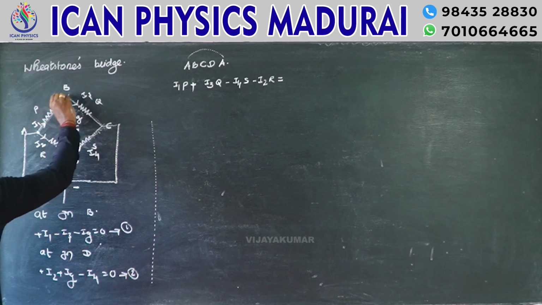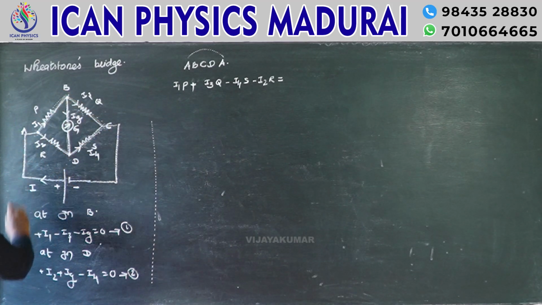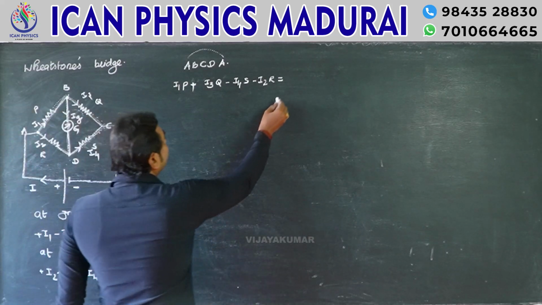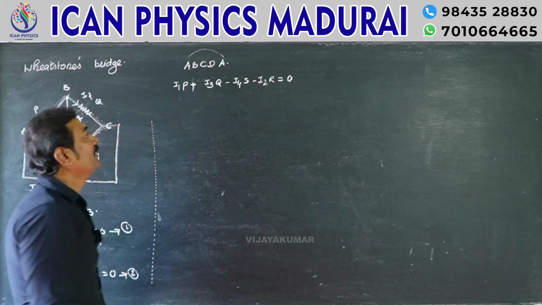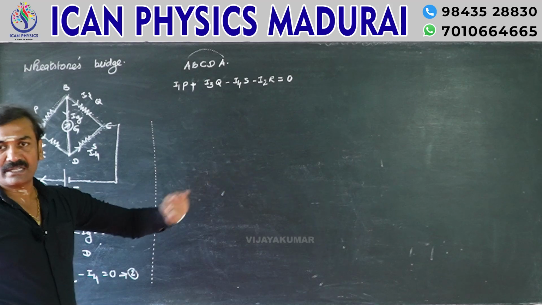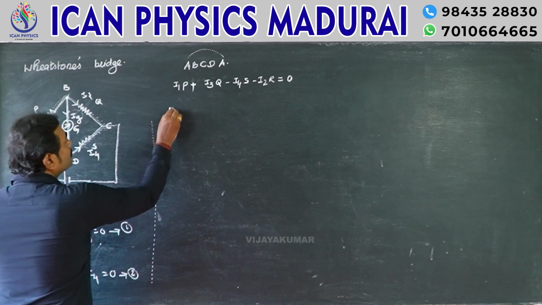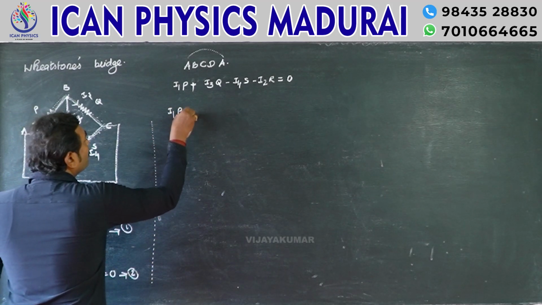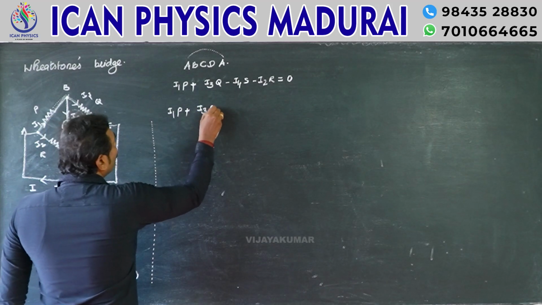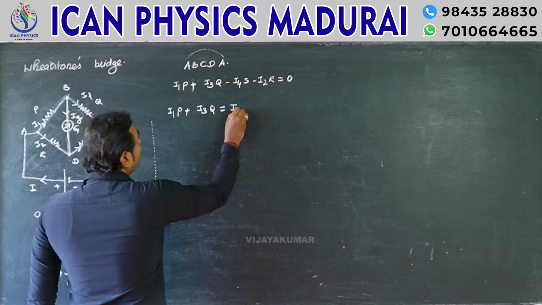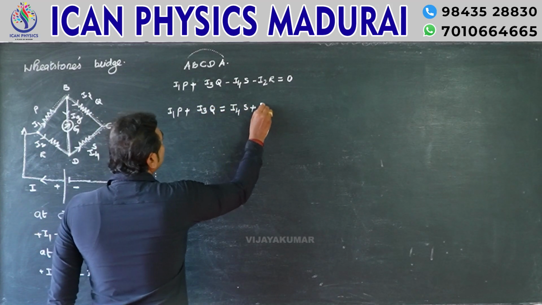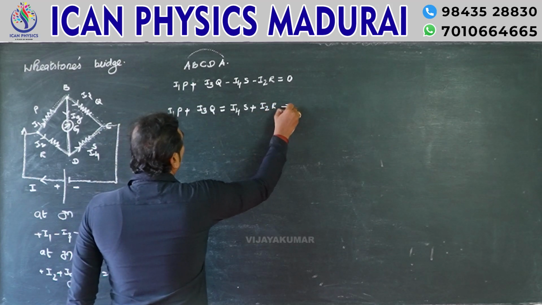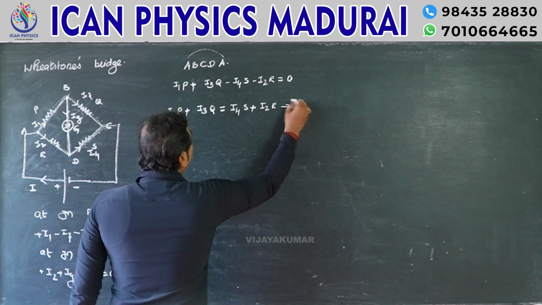In this closed circuit, there are no batteries involved, so it can be taken as 0. The minus value goes to the right side as a plus value. So I1P plus I3Q equal to I4S plus I2R. Now it's taken as equation number 3.